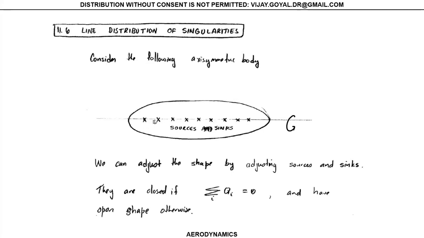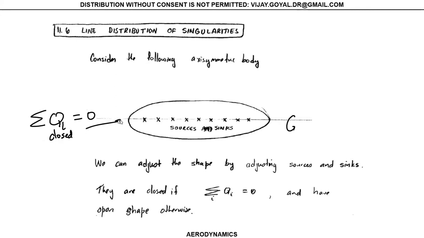And I can have a combination of sources and sinks. What happens is I can adjust the shape of this body by just adjusting the strength of my source and my sink. And they are closed if the summation of all my source strengths is equal to 0. Then it's a closed loop, and we have a closed shape. Otherwise, this is an open shape.